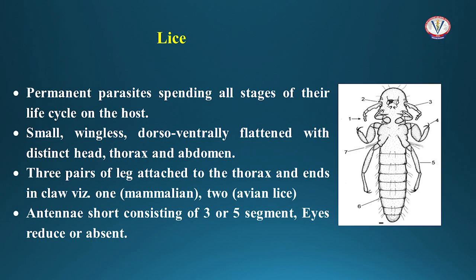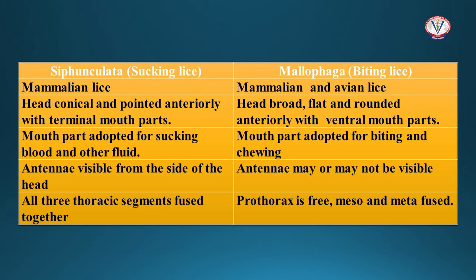Antenna is short, consisting of three or five segments. Eyes are reduced or absent. It includes two orders, Siphunculata or the sucking lice and Mallophaga or the biting lice.